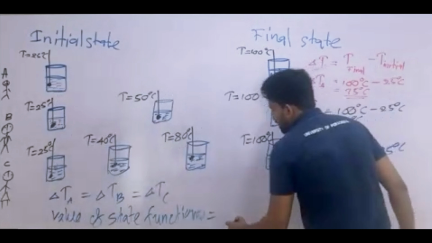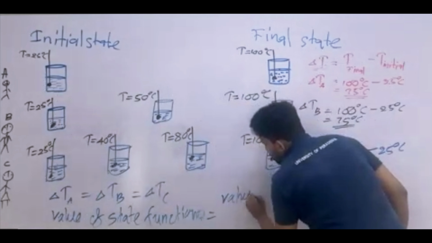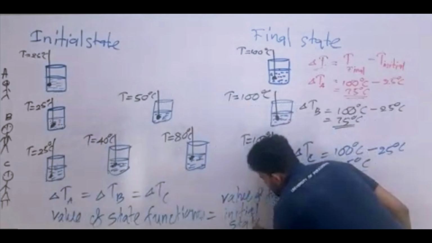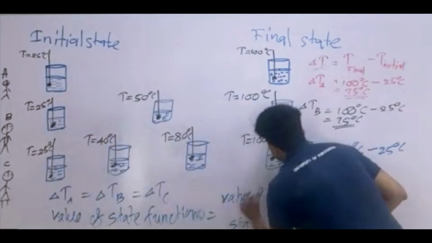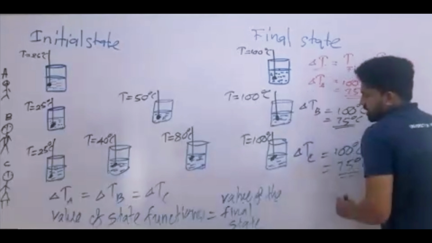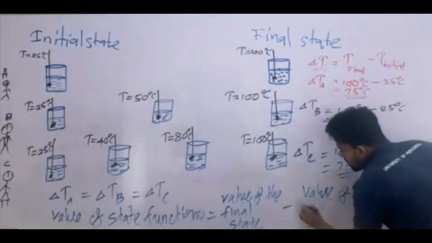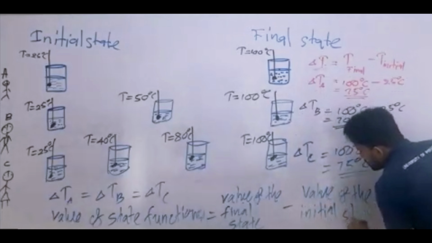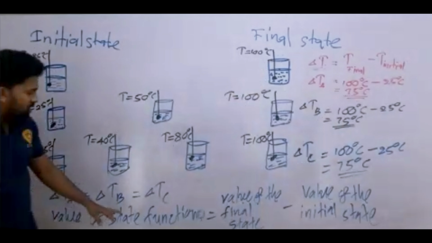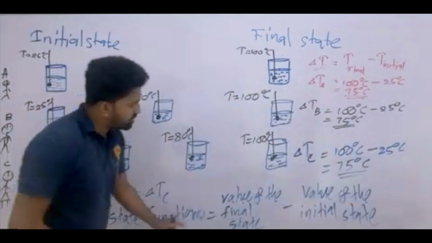So we can get the value of the initial state and the value of the final state. How do we get the value of the final state minus the value of the initial state? The value of the state function, so it's called delta value, the difference, delta value of the state function.